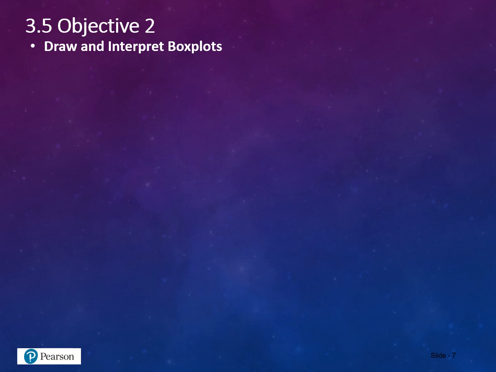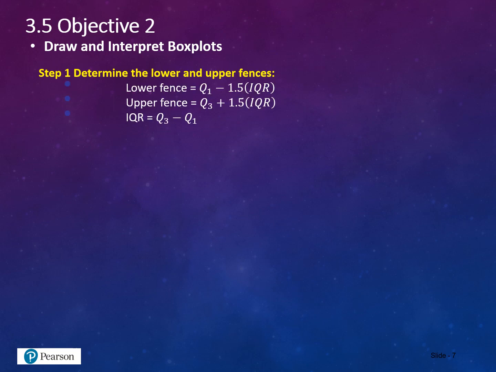How do we draw and interpret box plots? Step 1. Determine the lower and upper fences. We saw this in the last section. Remember that the lower fence is quartile 1 minus 1.5 IQR. The upper fence is quartile 3 plus 1.5 times IQR.